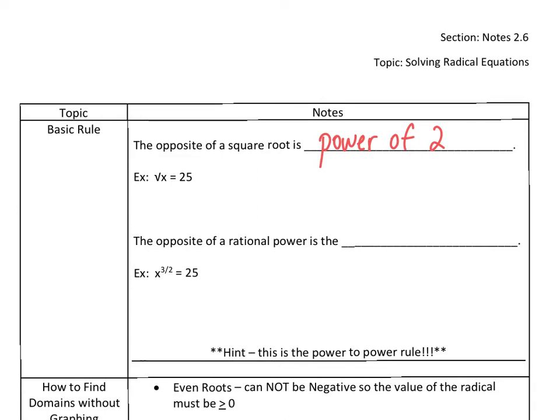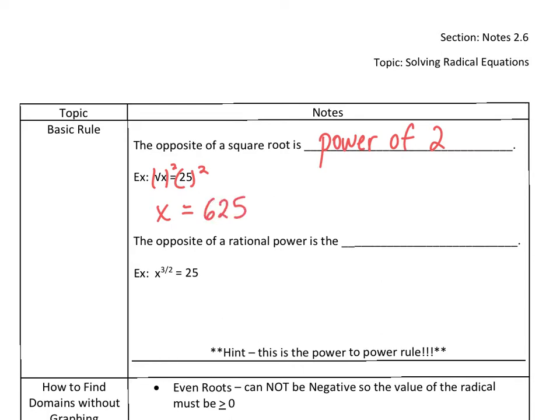So, for this example here, square root of x equals 25. What could I do to get rid of that square root? Yeah, just square it. But if I do that on the left, I also have to do it on the right, correct? So on the left, those two things cancel to just give me the radicand, which is x. And then what's 25 squared? Get a calculator out. 625, good.